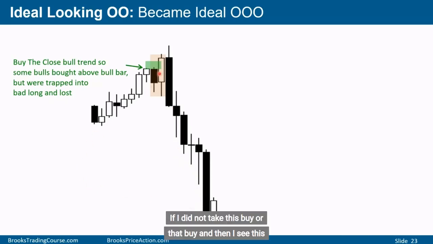If I did not take this buy or that buy, and then I see this, 3 consecutive outside bars, all with big bodies, I am going to short below that, or I'll wait for a second bear bar and sell the close. And look what happened as soon as this bear bar closed. We sold off, very little bounce. So a lot of traders waited to see if we'd get a second consecutive bear bar after the outside down bar, and then they sold the market, and we got that.